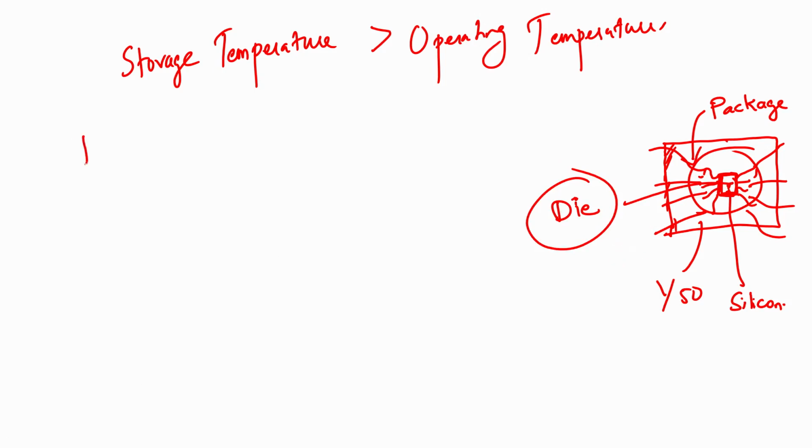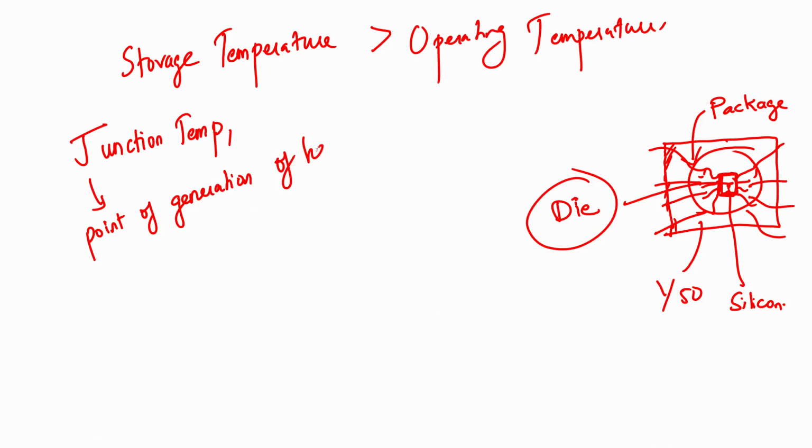So, there are 3 temperatures. If you open any data sheet of any IC, you can see these 3: junction temperature, operating temperature and storage temperature. Usually junction temperature will be the highest because that is where the heat is getting generated, that is the point of generation of heat. Then operating temperature and storage temperature.